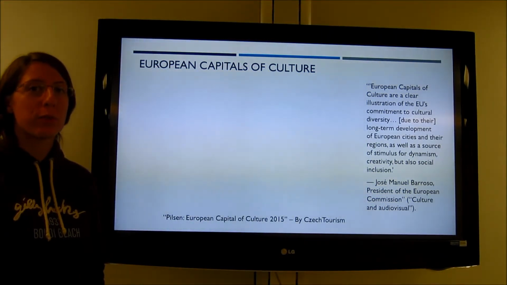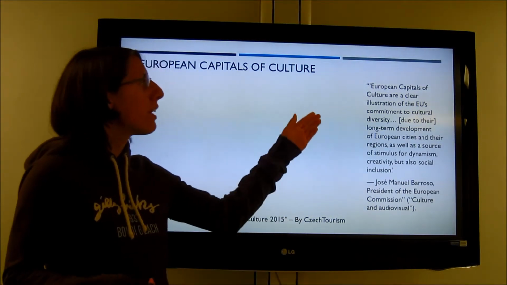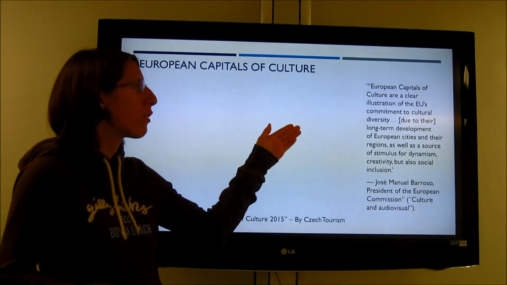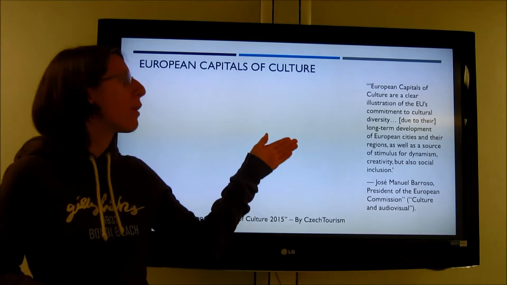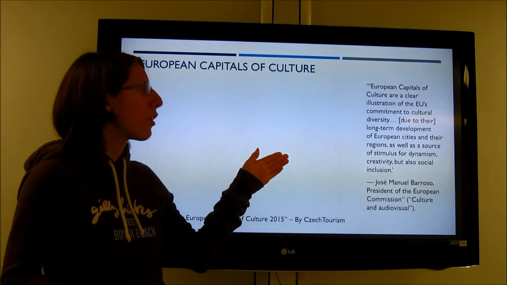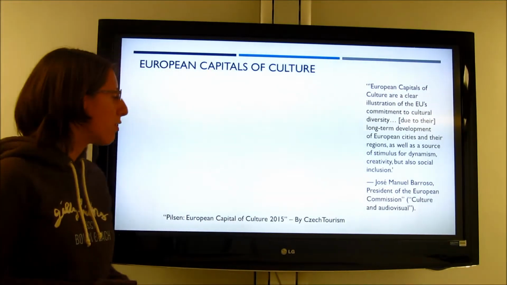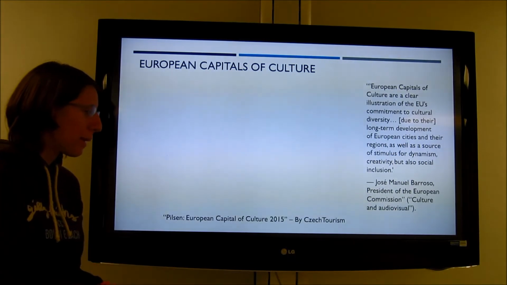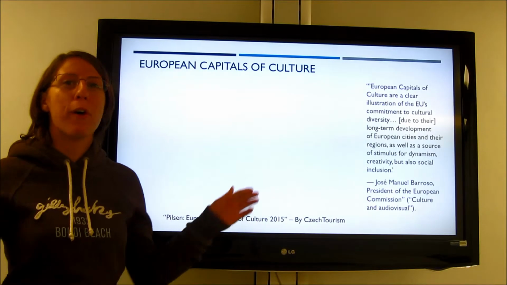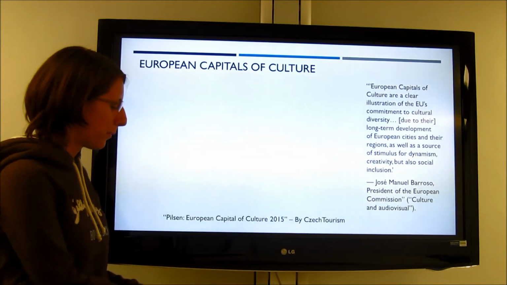One of the authors when they wrote about culture in the EU, it's Jose Manuel Barroso. He said, European capitals of culture are a clear illustration of the EU's commitment to cultural diversity due to their long-term development of European cities, in their region, as well as a source of stimulus for dynamism, creativity, but also social inclusion. And I know with each of these cities, such as Pilsen, which is coming up soon, and this year, 2015, they can bring all the culture together and highlight each culture 1 year at a time in the EU.